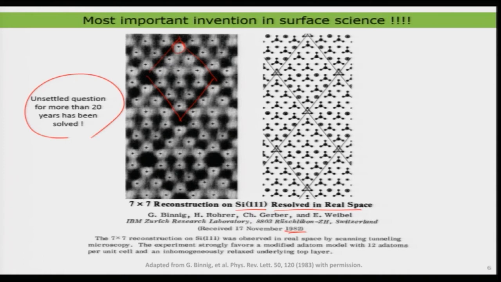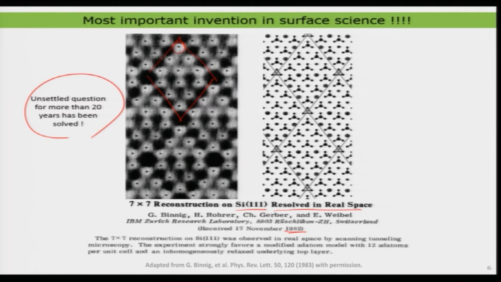Immediately after this, several images were taken on different surfaces, and reconstructions of surfaces that were unsolved were all solved. Then people realized that this was one of the greatest discoveries of that time, and it was given the Nobel Prize in physics.